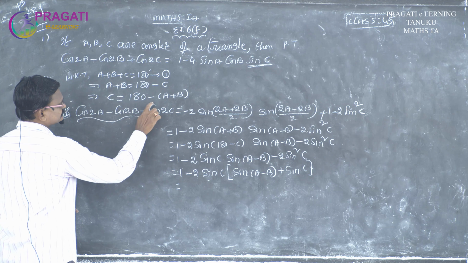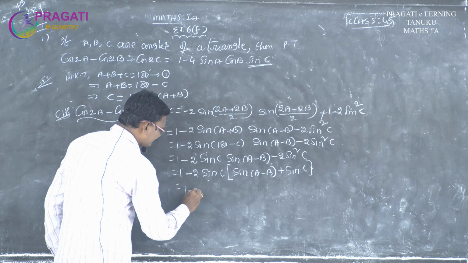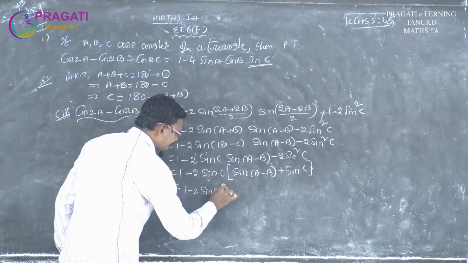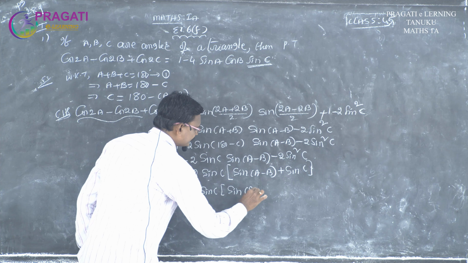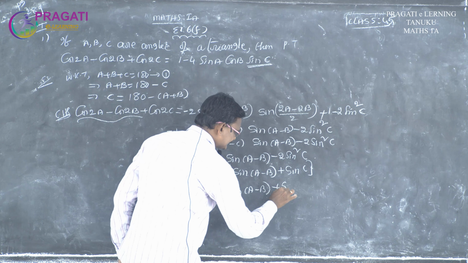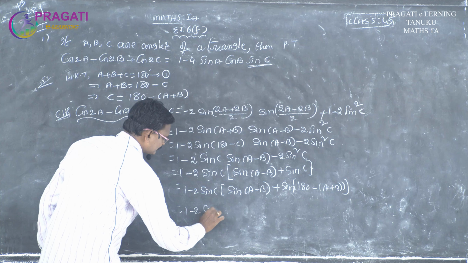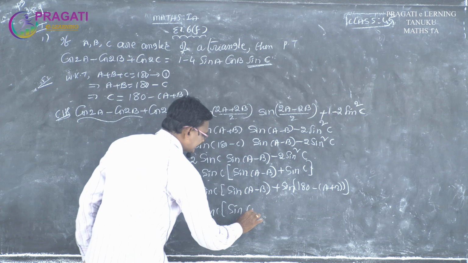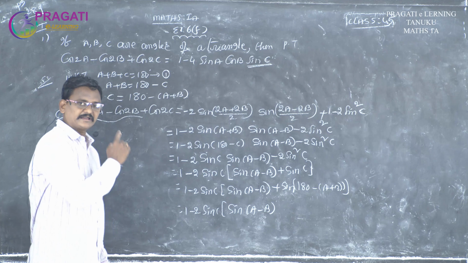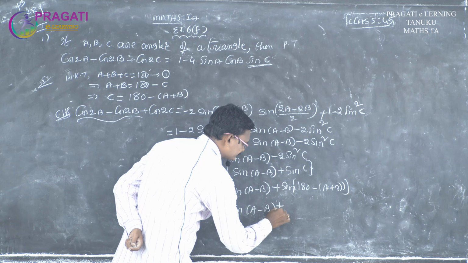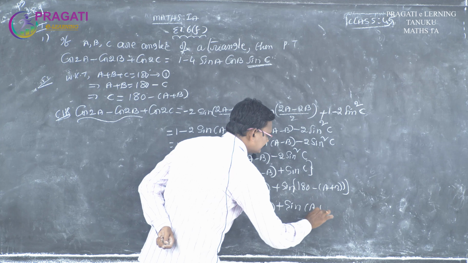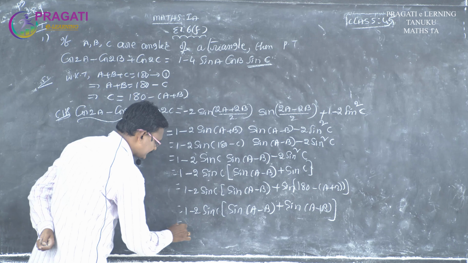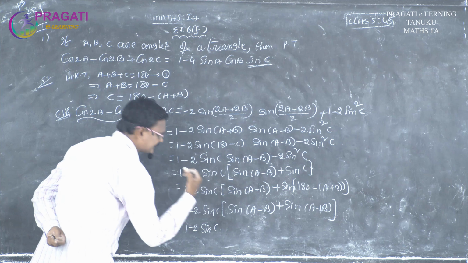How to convert? Based on this, we have 1 minus 2 sin C into sin of (A minus B) plus sin, where instead of C we can write 180 minus (A plus B). So 1 minus 2 sin C into sin of (A minus B), again with 180 the function does not change, plus sin (A plus B). And 1 minus 2 sin C is as it is.